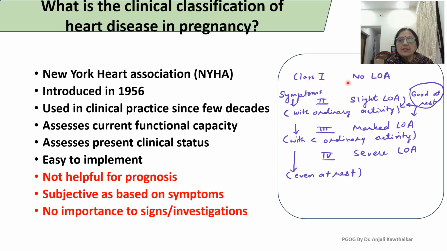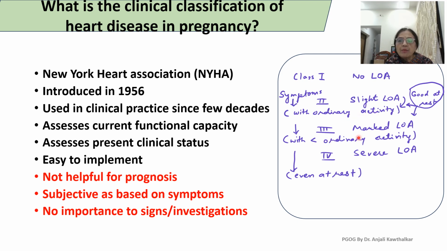Now here, class 1 is, this is how I remember, ALOA is easy to remember. No limitation of activity in class 1. Class 2, there is slight limitation of activity, but the woman is comfortable at rest. But with ordinary activity, symptoms do arise, such as breathlessness, palpitation. These symptoms will be seen with ordinary activity.